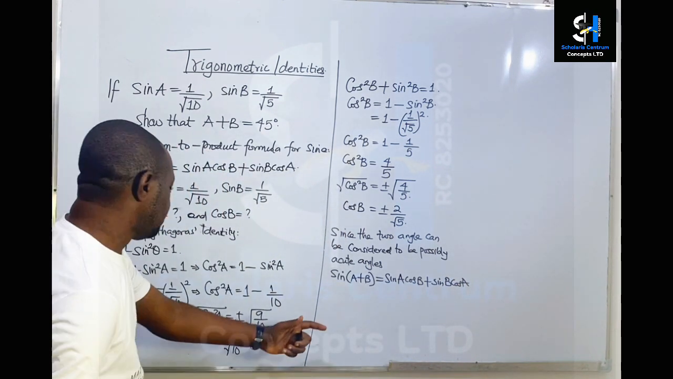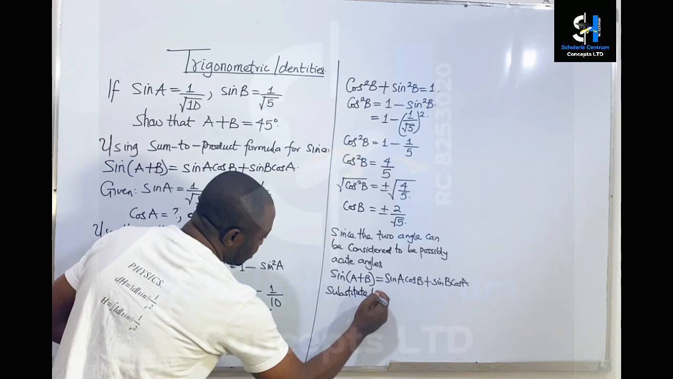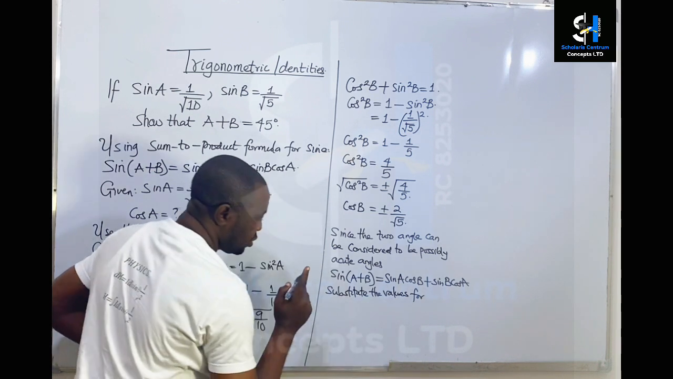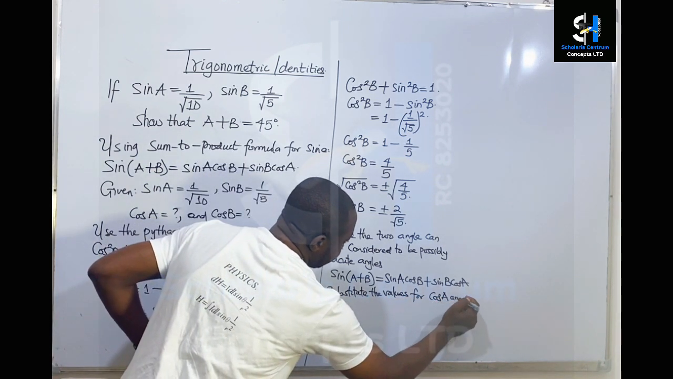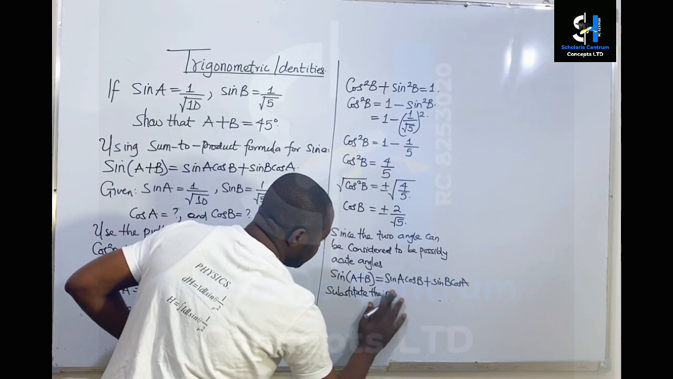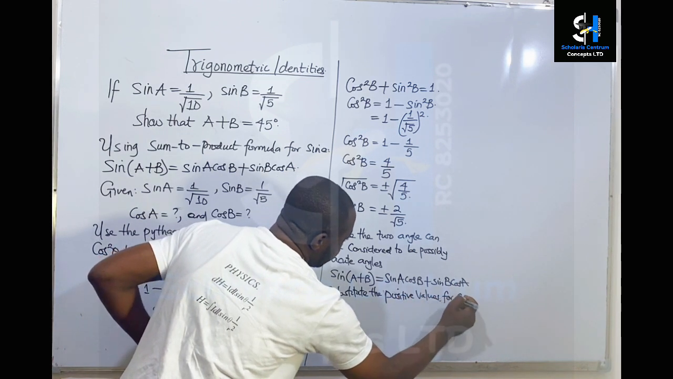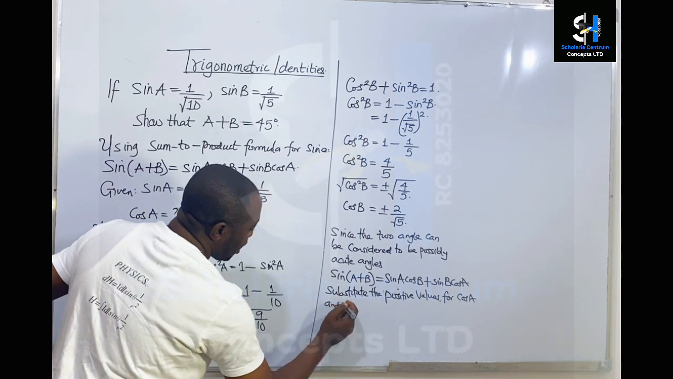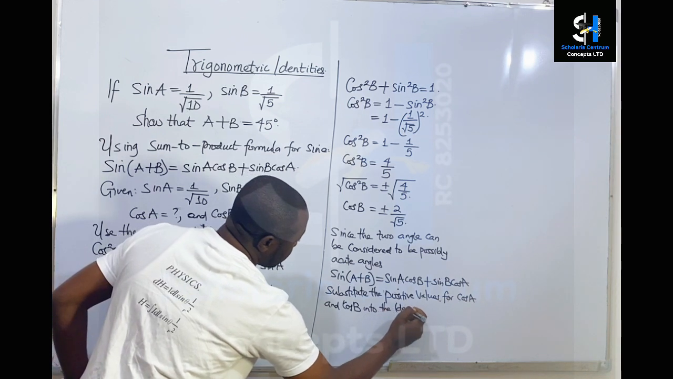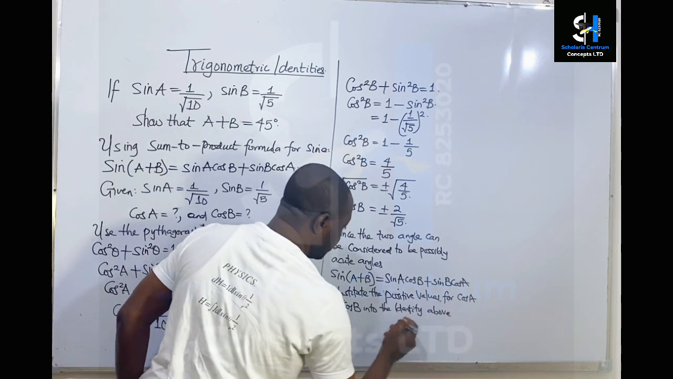So we're going to substitute the values, the positive values for cos A and cos B, into the identity above. So I'm talking about this identity.